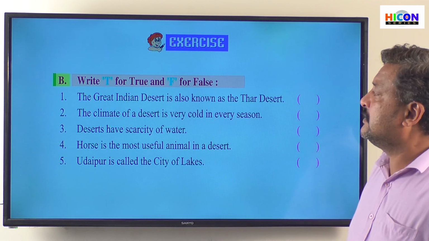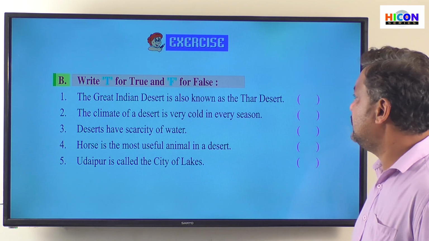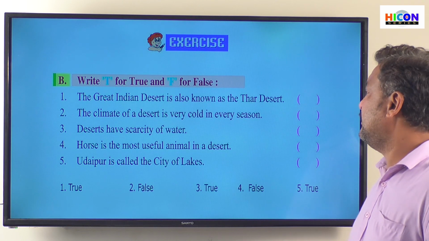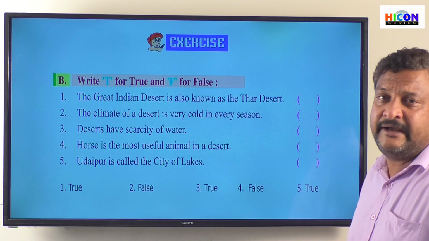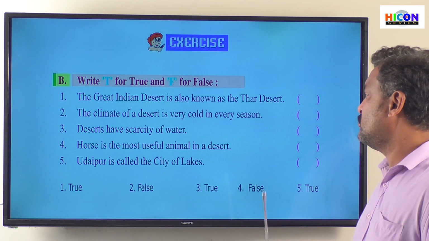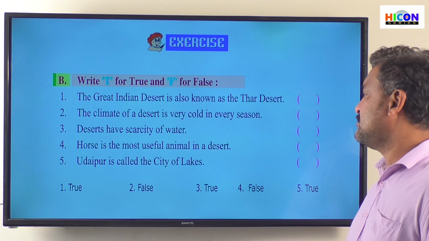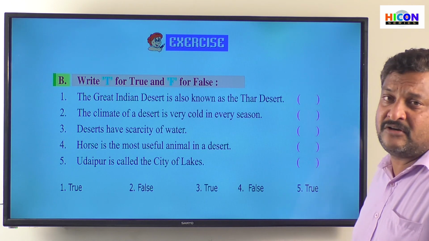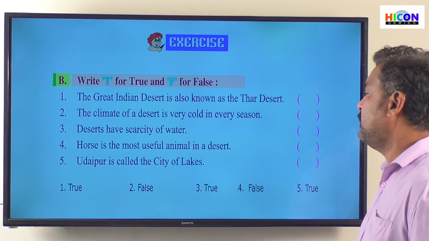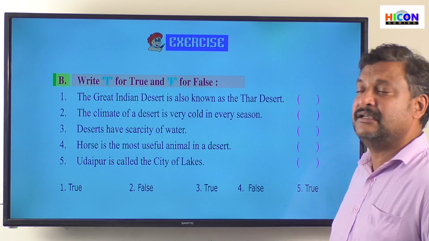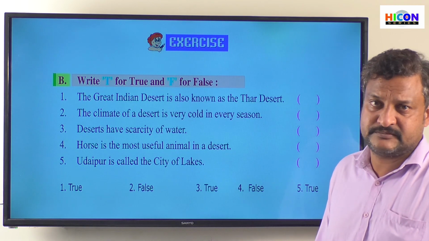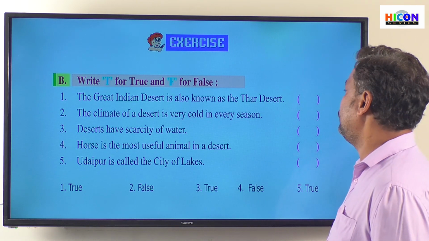Okay. So the Great Indian Desert is also known as the Thar Desert is a true statement. Then the climate of a desert is very cold in every season is a false statement because it's cold only during the night time. Deserts have scarcity of water is a true statement. Horse is the most useful animal in a desert is a false statement because horse is of no use, but camels are the most useful animal. Udaipur is also called the city of lakes is a true statement because there are a lot of lakes there in Udaipur. Right? So that is the true and false section.